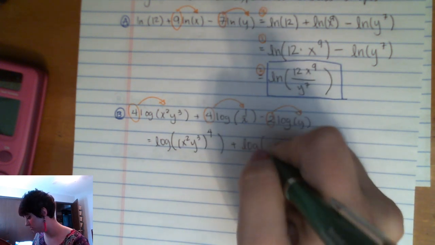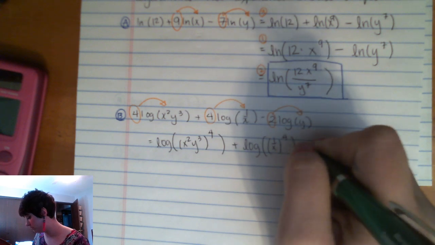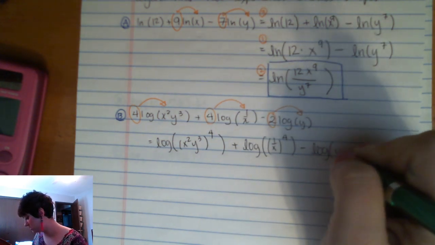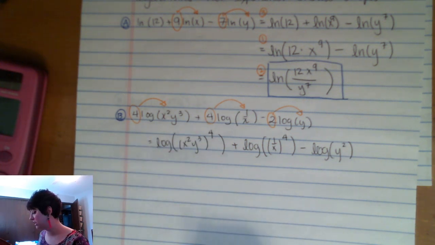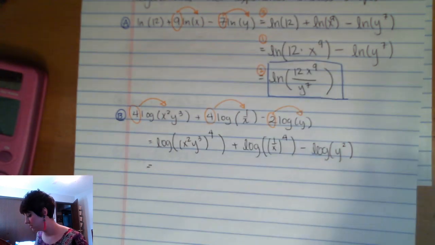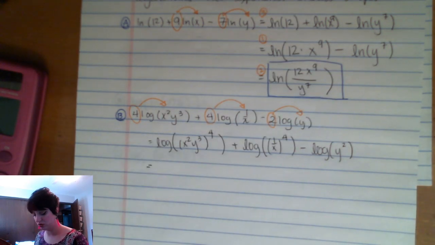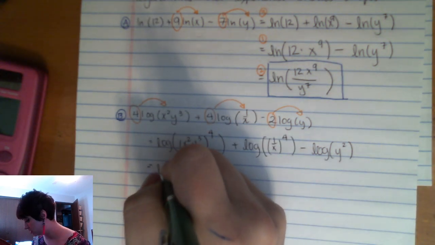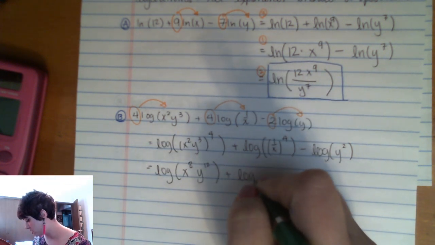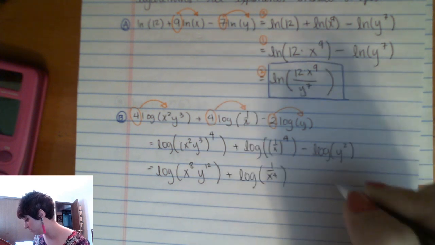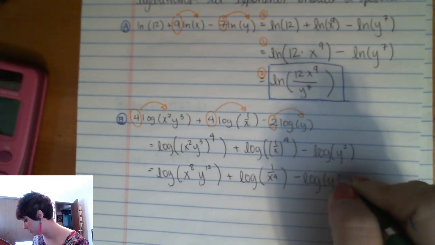plus log 1 over x to the 4th minus log y squared. Now whether you want to simplify these powers now or later doesn't matter. I would go ahead and simplify stuff now. That way it feels less scary when you're doing it. Okay. So power to a power means you multiply. So this is log of x to the 8, y to the 12th, plus log of 1 over x to the 4th, minus log y squared.